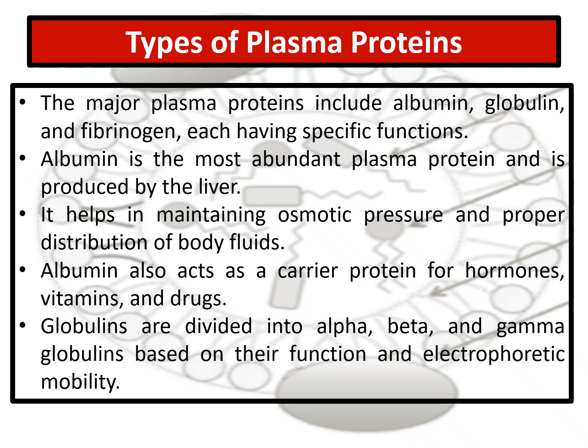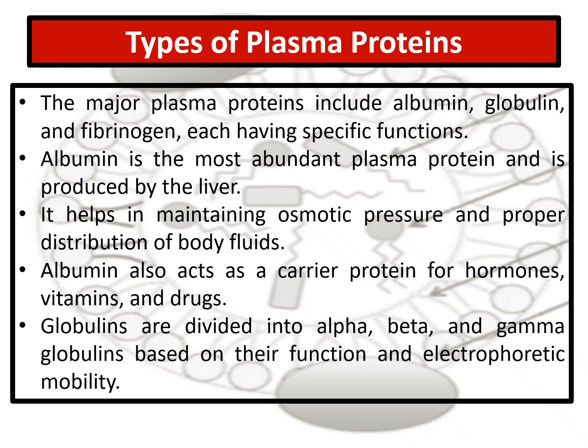Now, different types of plasma proteins in detail we'll be seeing. The major plasma proteins include albumin, globulin, and fibrinogen. And this albumin is most abundant plasma protein which is produced in the liver. It helps in maintaining the osmotic pressure and proper distribution of body fluids. The albumin also acts as a carrier protein for hormones, vitamins, and drugs.